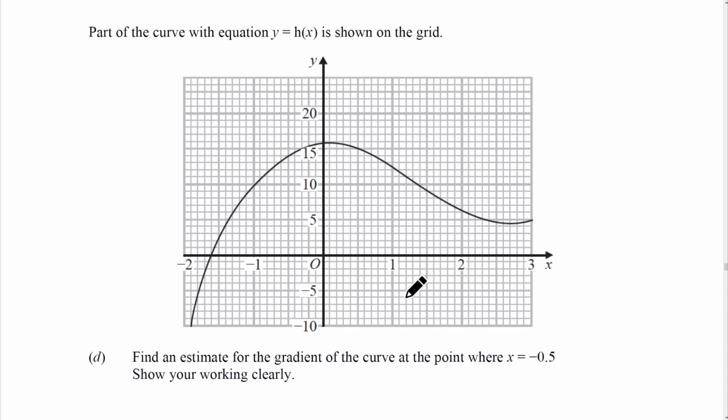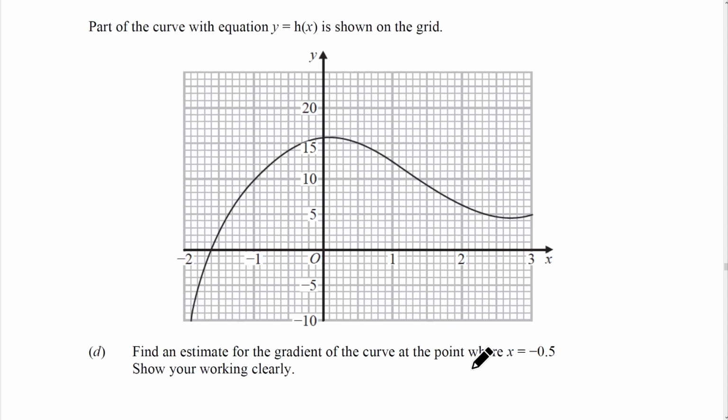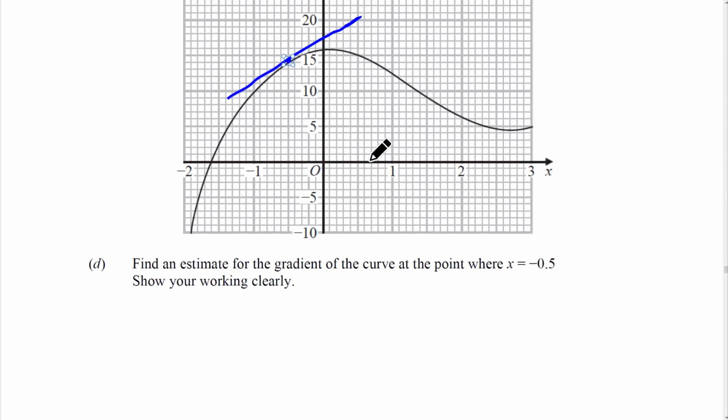Right, find an estimate for the gradient of the curve at the point where x equals minus 0.5. X equals minus 0.5 here. So essentially, you draw a tangent, show your working clearly. This is non-calc. So I hope this is a good line. I'm going from here to here.